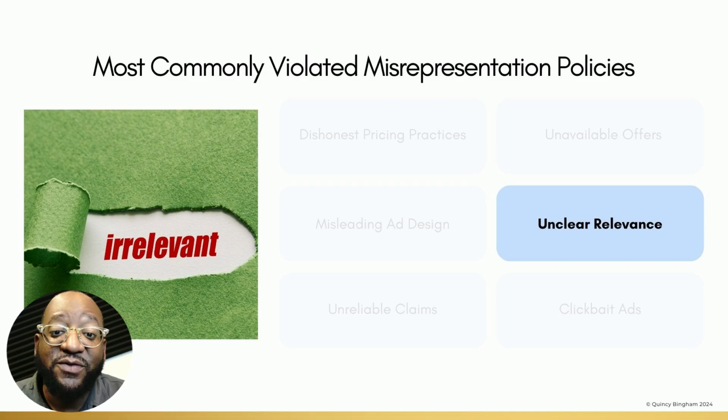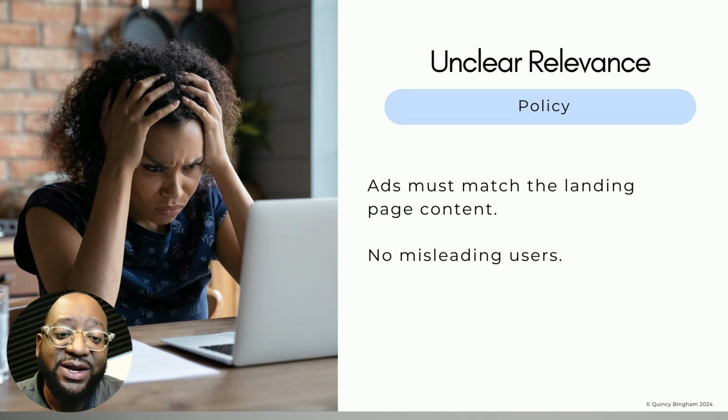Okay, moving on. The next commonly violated policy is unclear relevance. Google's policy on relevance is about ensuring that ads accurately reflect the content of the landing page. Your ad needs to clearly describe what users will find when they click through. Ads that mislead users with irrelevant keywords or unclear messaging can result in violations.